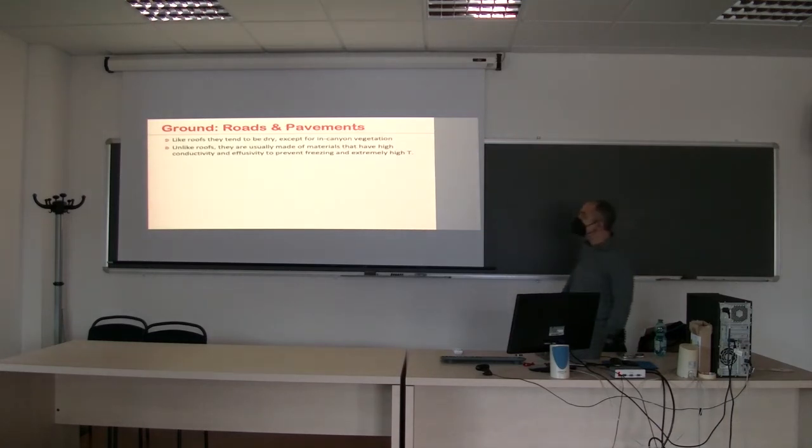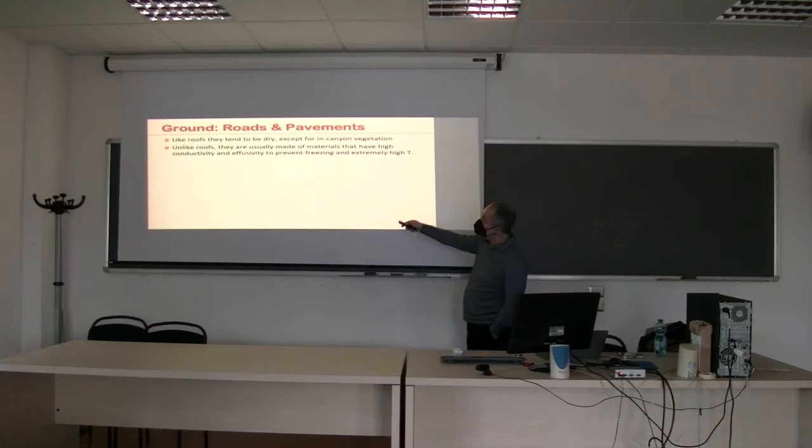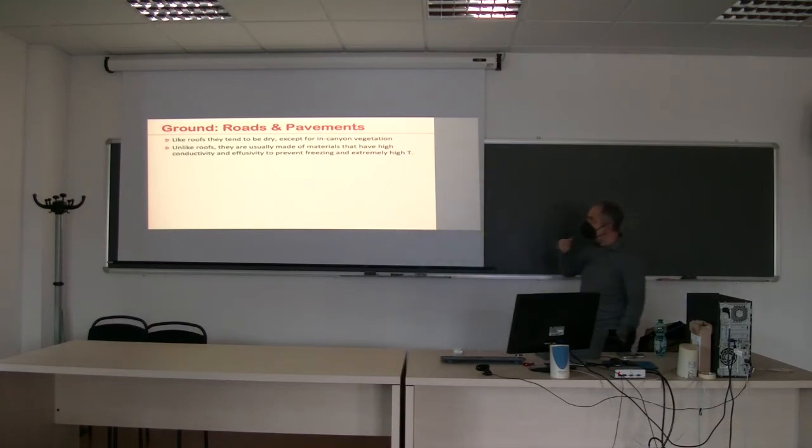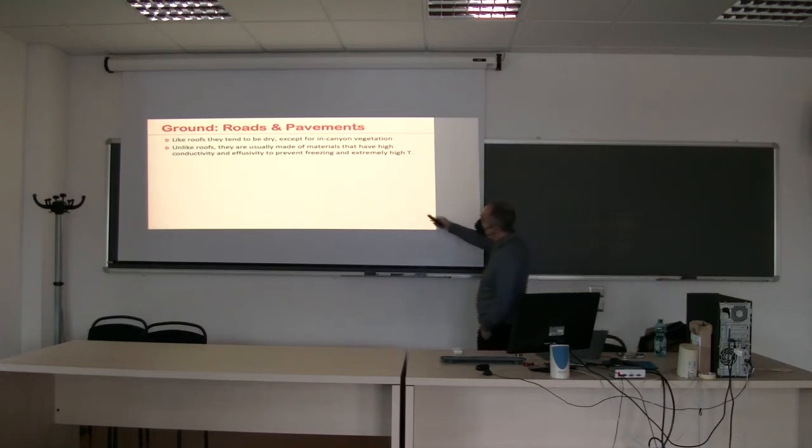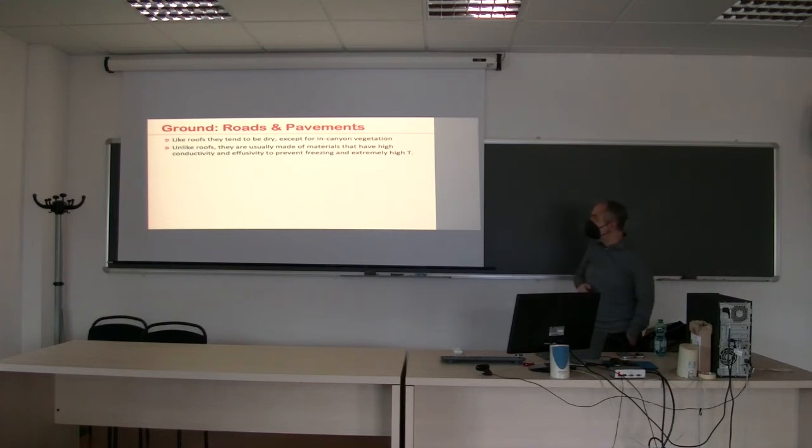So, from roofs, let's go to talk about grounds and pavements. Like roofs, they tend to be dry, except for in-canyon vegetation. But unlike roofs, they're usually made of materials that are not trying to insulate anything. So they tend to have high conductivity and effusivity. And this is a positive property in pavements because you don't want them to freeze right away. So you want something that will conduct heat. If the surface freezes, it will conduct heat from below, from the core of the earth. So you want material that's conductive, the exact opposite of what you did for the roofs.